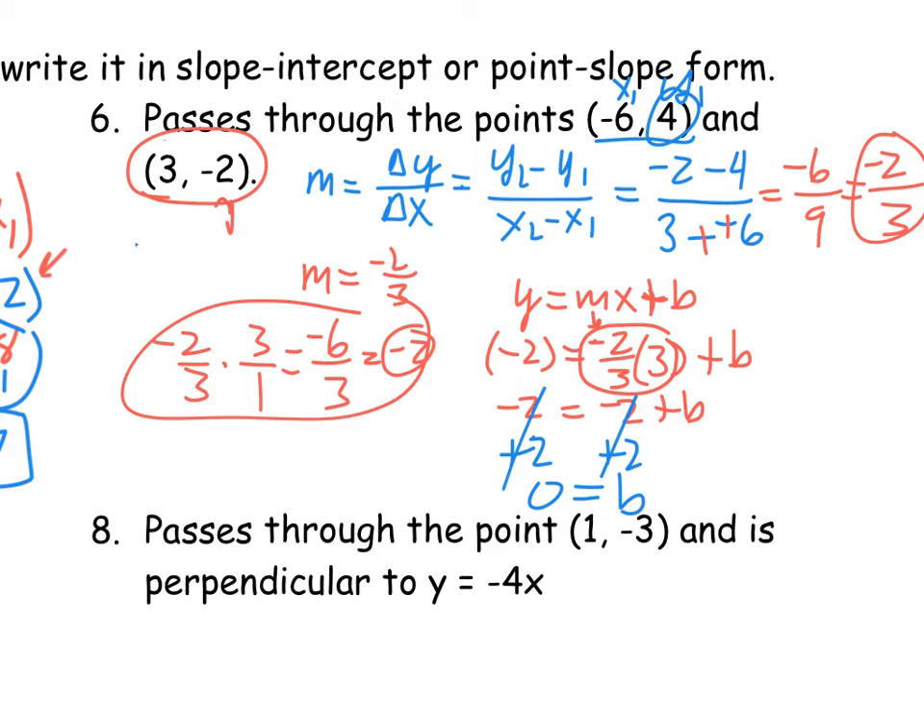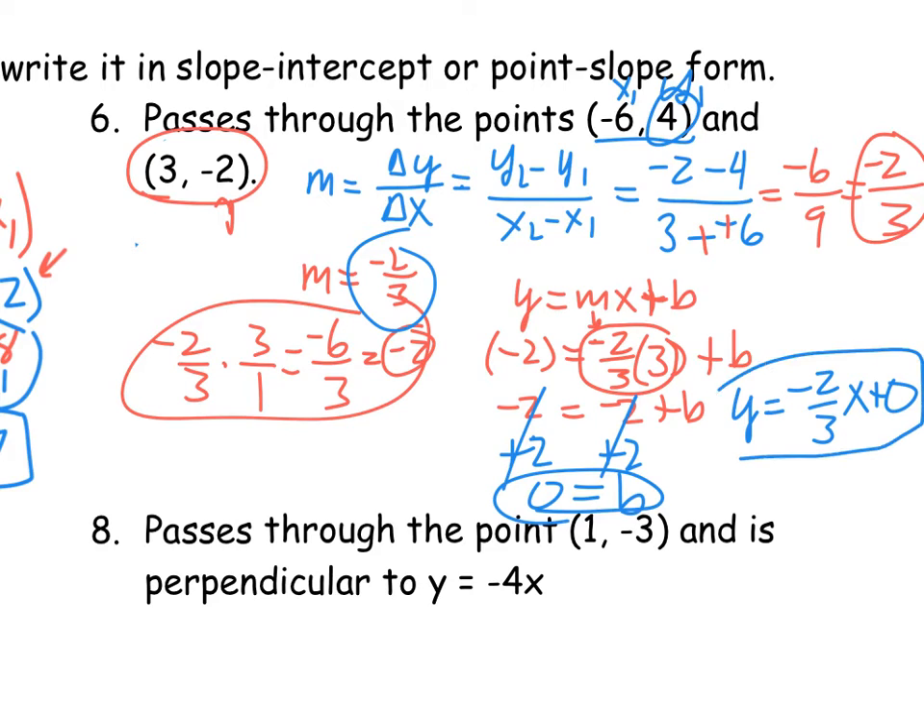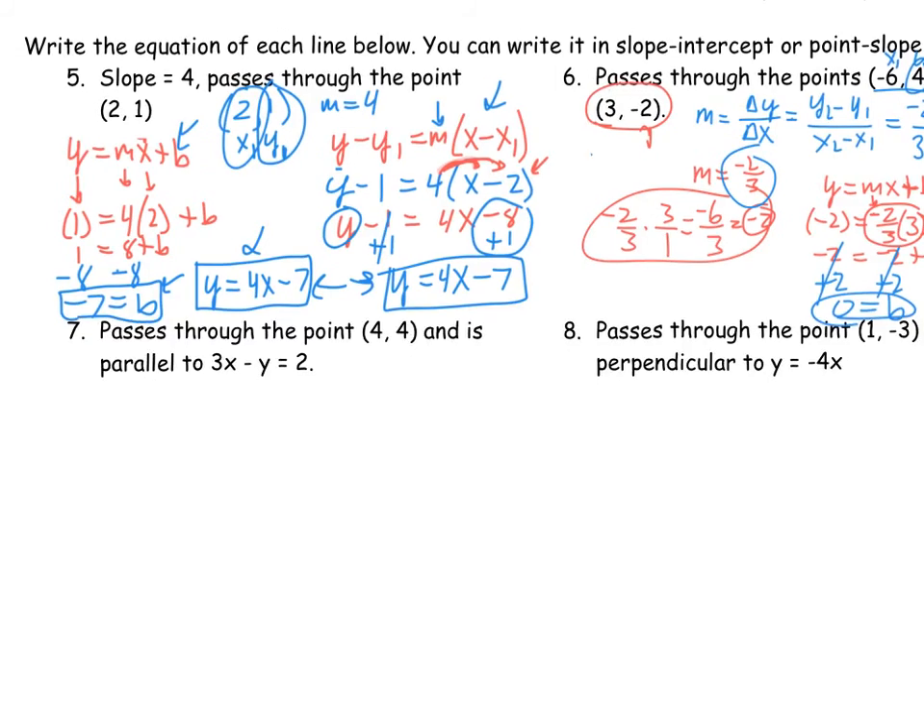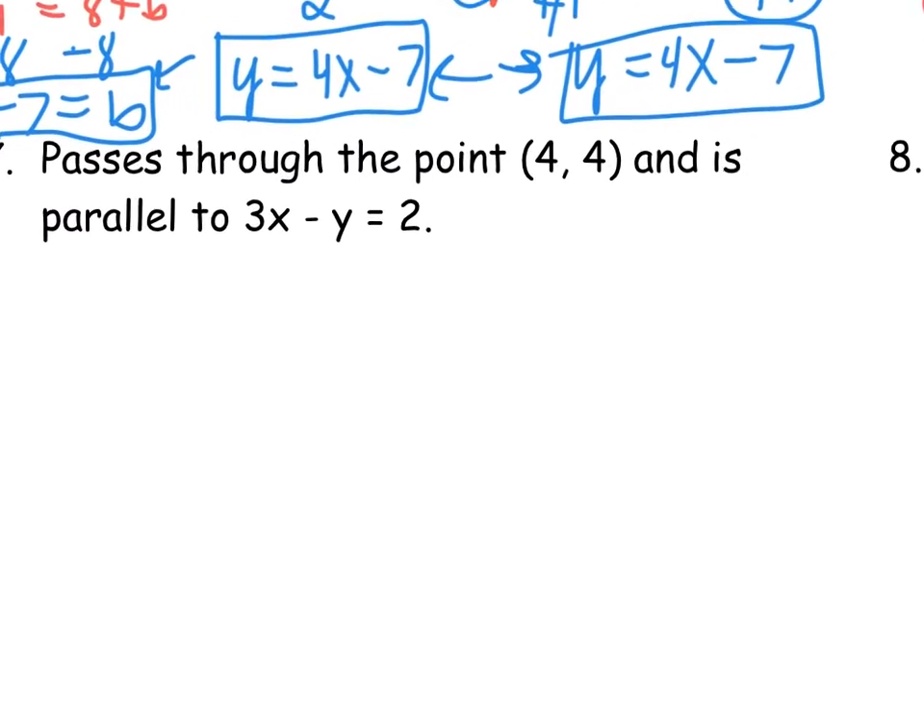So when I write my linear equation, slope is negative 2/3. My b is 0, so it's y equals negative 2/3 x, slope, plus 0. You could write your answer like this, and that's fine. Or because it's just plus 0, you could just say y equals negative 2/3 x. It's the same thing. Okay?